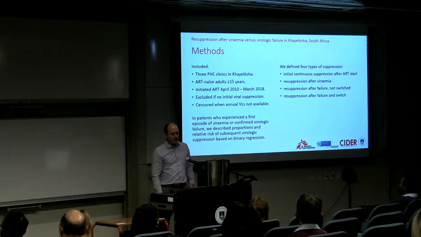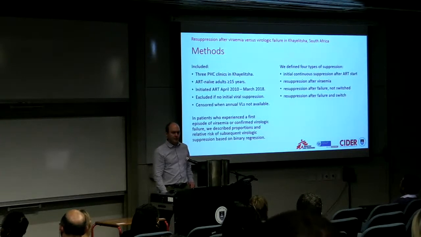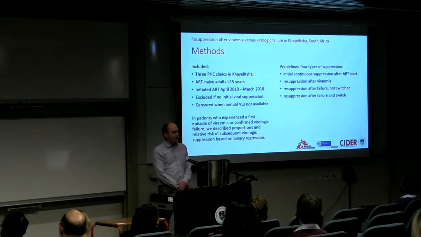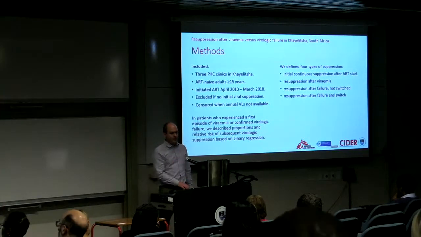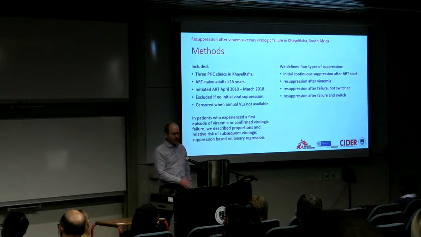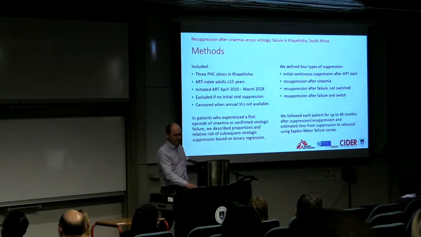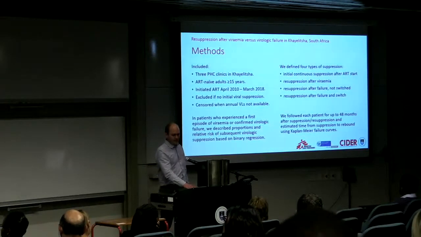And we defined 4 types of suppression: initial continuous suppression after antiretroviral therapy initiation; resuppression after viremia, that's that single high viral load; resuppression after failure, which has two consecutive high viral loads but they weren't switched; and resuppression after failure and switching regimen. And we followed each of them up for 48 months and estimated the time from that suppression or resuppression to rebound.